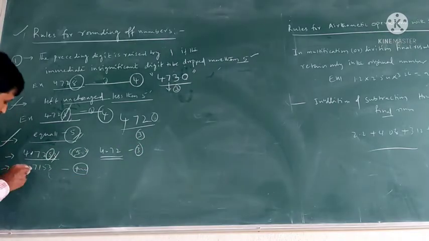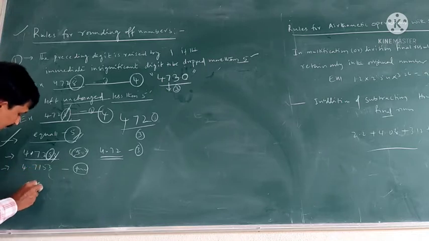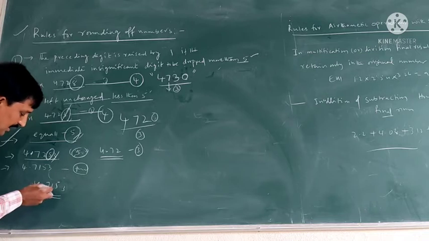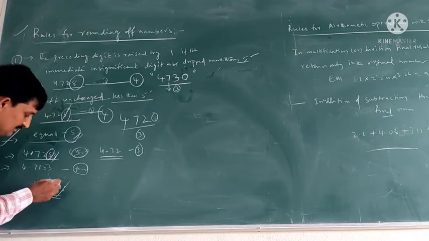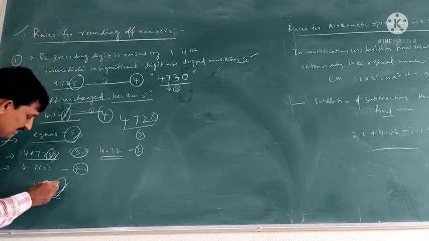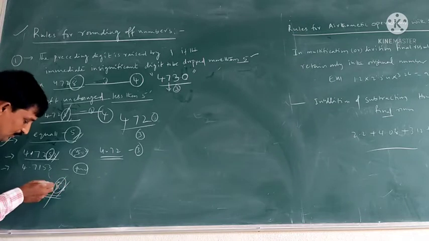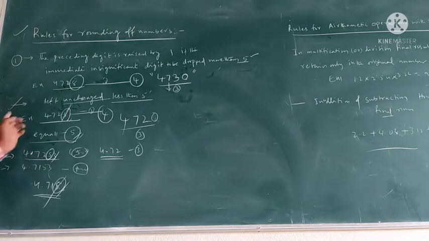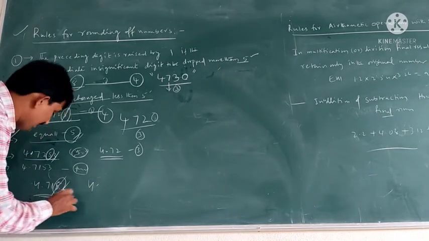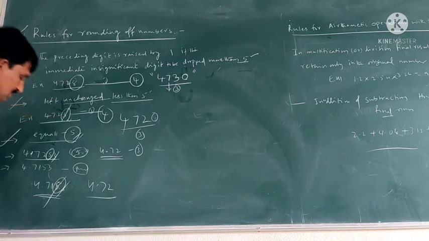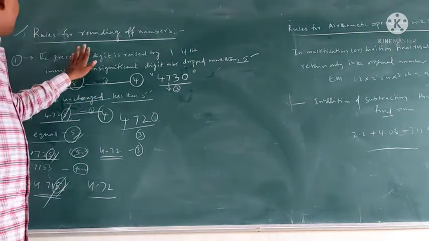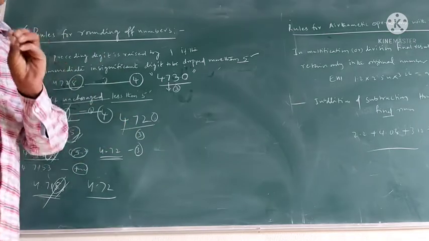In the example, 4.7153 is there. This number is rounded up to 3 significant figures. What happened? This is the 5. When you remove 5, you observe the before number. The before number is 1, an odd number. You add 1, so you convert it to the even number, 4.72. So this is rounding of significant figures.